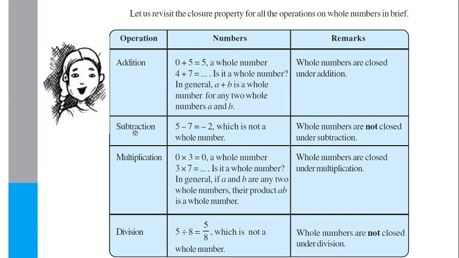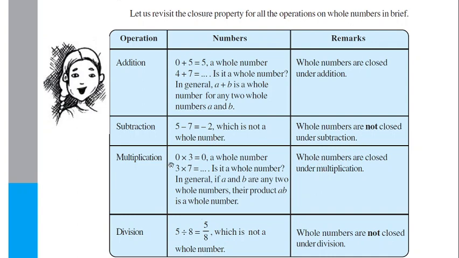Now subtraction. Let's subtract. If you subtract 5 minus 7, we get minus 2. We know that minus 2 is not in the group of whole numbers. 5 is a whole number, 7 is a whole number, but after subtracting them you get minus 2, which is not a whole number. If you get an output which is not from the same group, then it is not closed under that operation. So whole numbers are not closed under subtraction.